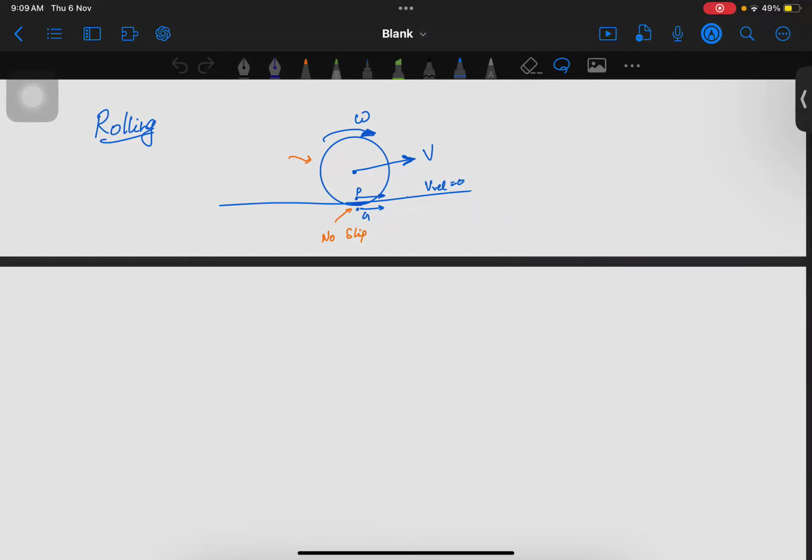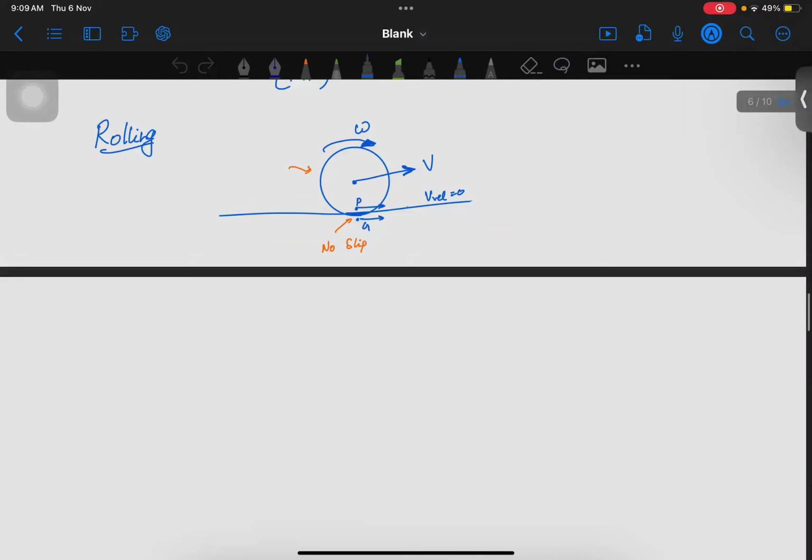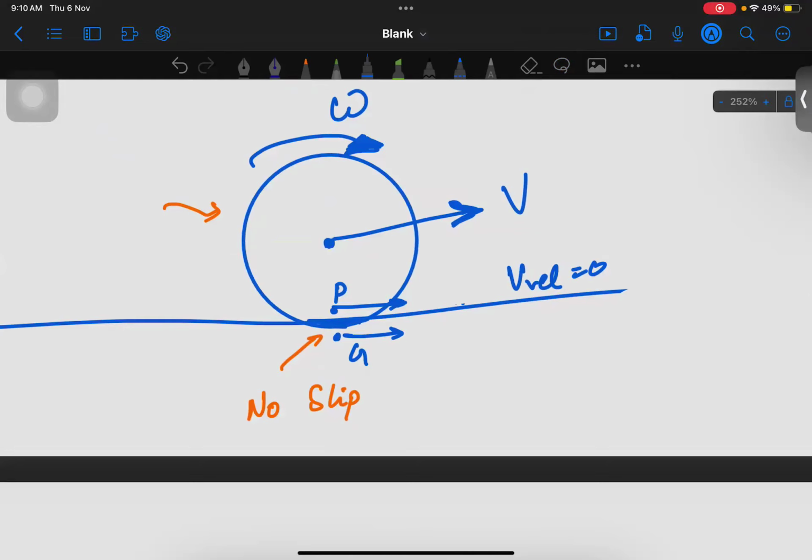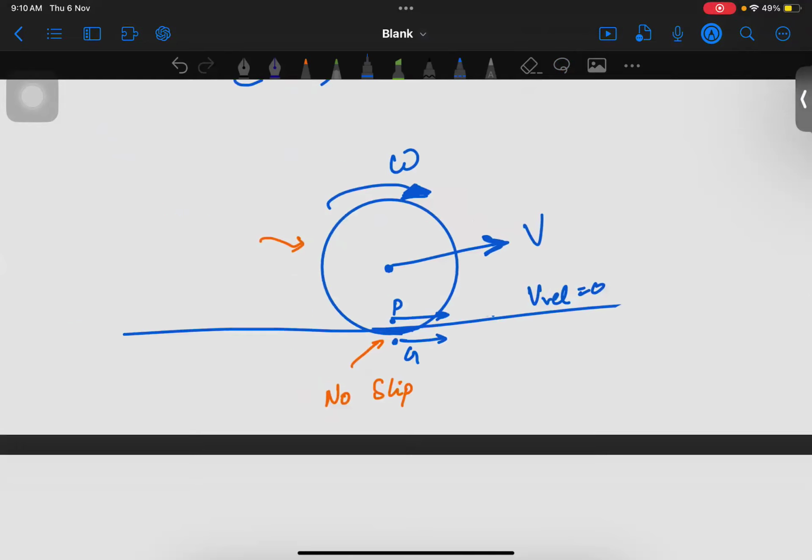Okay. So we were discussing rolling, and over here, let's consider point G and the point P. When we say rolling, then the relative velocity of the point P with respect to this point G is equal to zero. Only then can we say that rolling motion exists. We also say that there is a condition called the no slip condition.